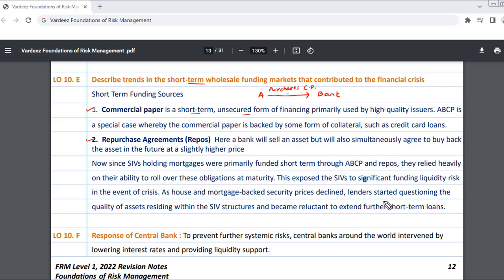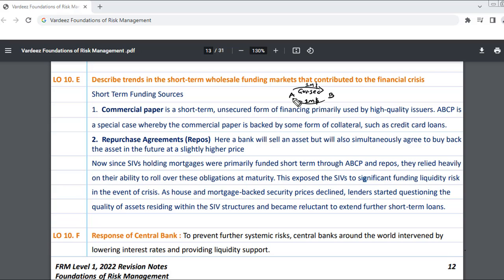Consider this example to understand commercial paper. Here we have one counterparty A. He goes to a bank and purchases the commercial paper. Basically he's lending money to the bank, and in our example, let's say the commercial paper is for a month. After a month, counterparty A will again go to the bank, hand over the commercial paper, and in return he will get the principal plus some interest component. That's how commercial paper works. They are a short-term unsecured form of financing, and asset-backed commercial paper is a special case whereby the commercial paper is backed by some form of collateral, such as credit card loans.